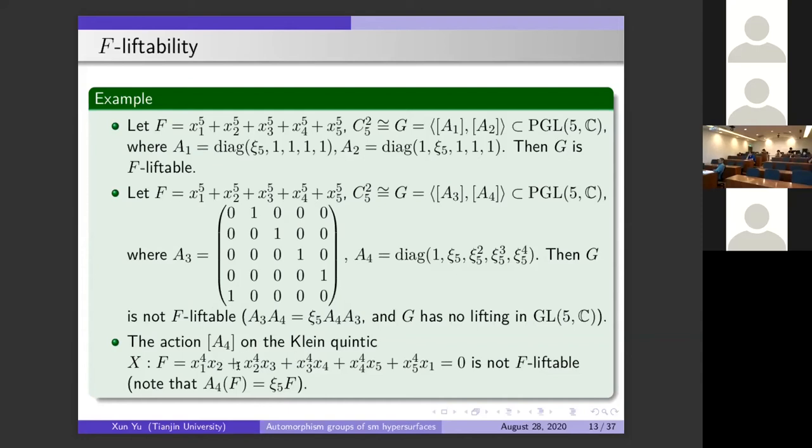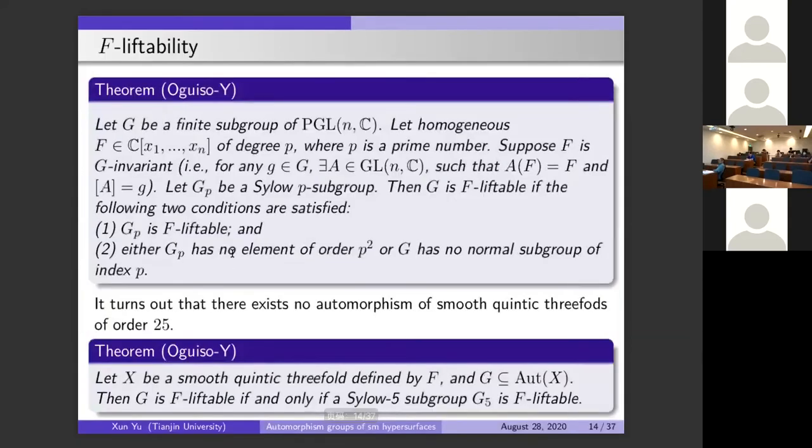Yeah. So to treat the F-liftable, we prove the following. Suppose G is some finite group of PGL, and you have a polynomial F of degree p, which is a prime number. In our case, quintic and cubic is fine. So suppose F is G-invariant. In other words, this G acts on the hypersurface defined by F.